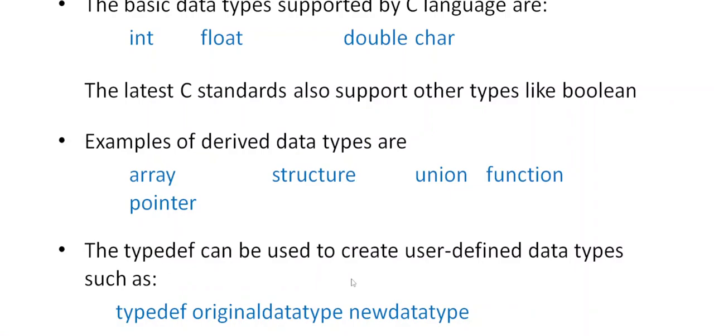And user-defined data types you can define using what is called typedef. You can see here typedef is a keyword or reserved word, followed by the original data type, something like int, float, etc., and then the new data type. For example, you want to define roll number. Roll number is an integer, but whenever you are creating a new roll number, instead of using int, you want to use roll number. In that case, you can write typedef int rollnumber. That means instead of using int, you can use rollnumber whenever you want to declare the variables.